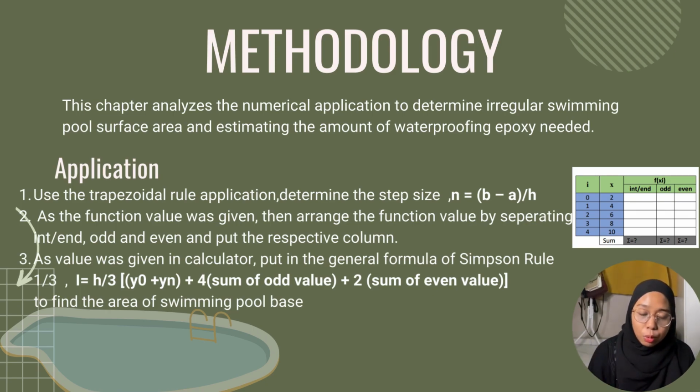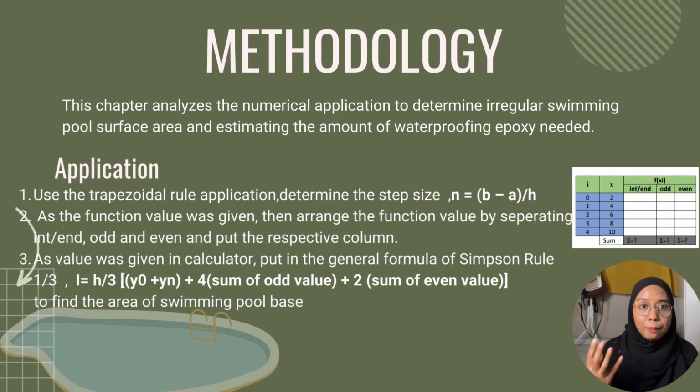If the iteration number is 0, 1, 3, the 0 is the initial. So for the 1, 3, 5 and so on, we need to put in the odd value. So after that, as we get the values, then we need to total the function values.